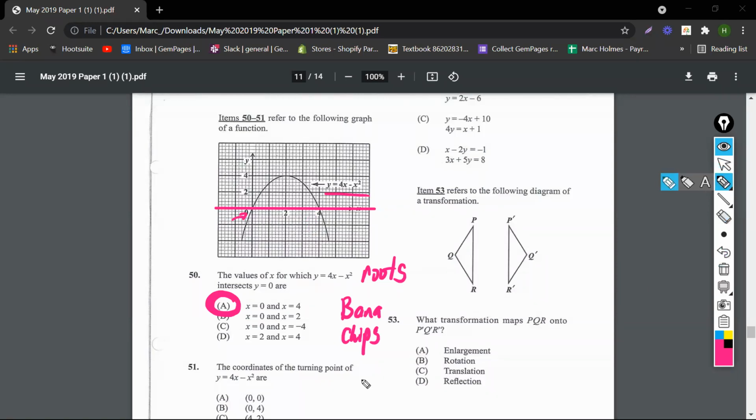And then down here it says, what are the coordinates of the turning point? The coordinates of the turning point for this same graph. I think the coordinates for the turning point would be right up there in the middle. Cool.